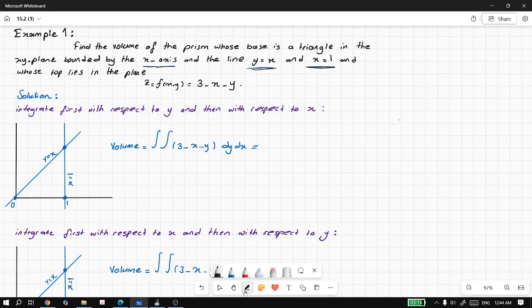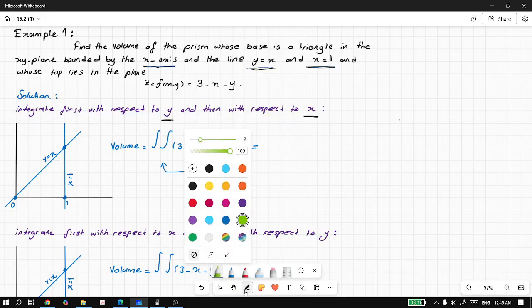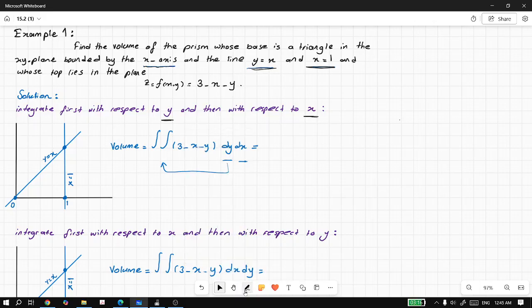Here I just wanted to show you how we draw the region that is given to us. First we want to integrate this function, finding this volume, with respect to y first, and then with respect to x. So what are we going to do? We are writing dy dx. We have to find the limits of integration for y and then the limits of integration for x. For finding the limits of integration for y, what are we going to do? As we studied from the steps, we have to draw a vertical line.